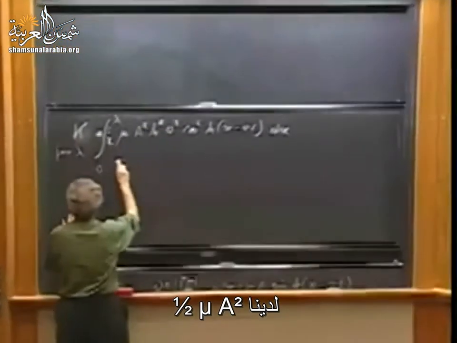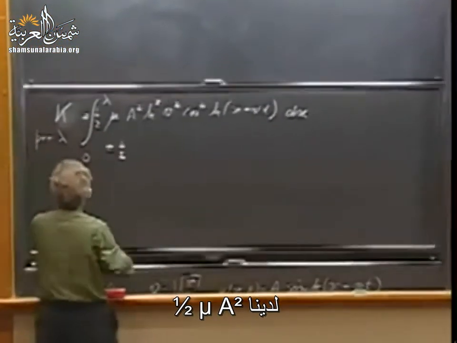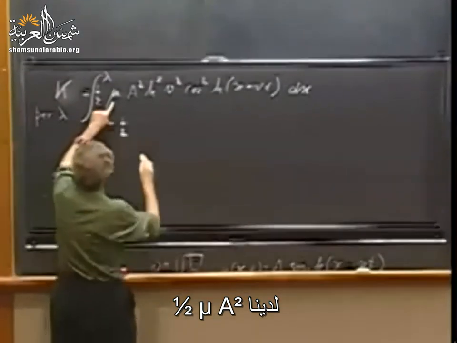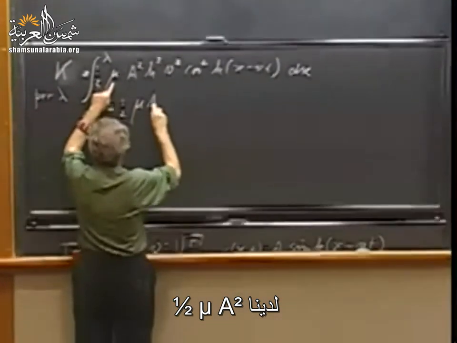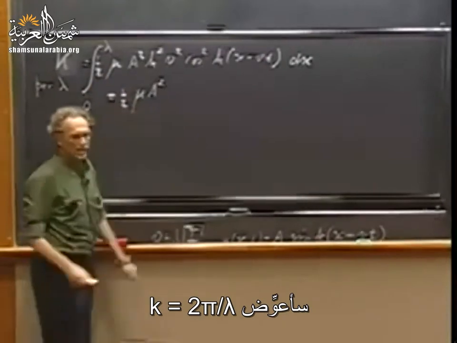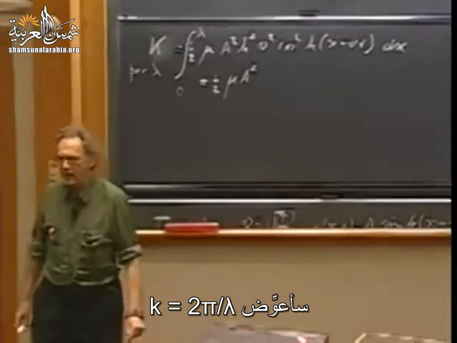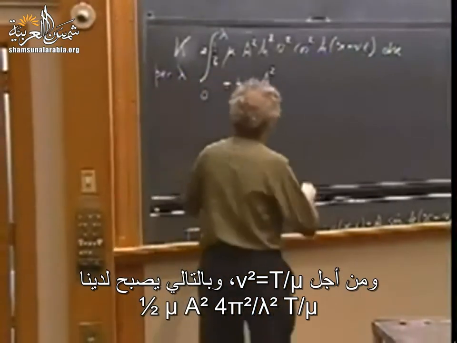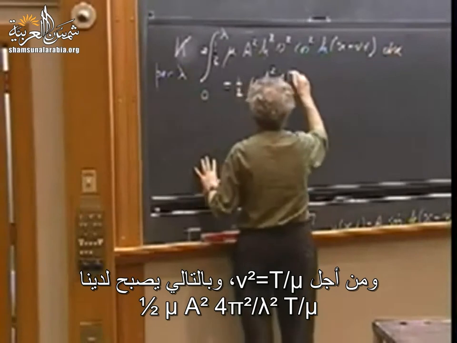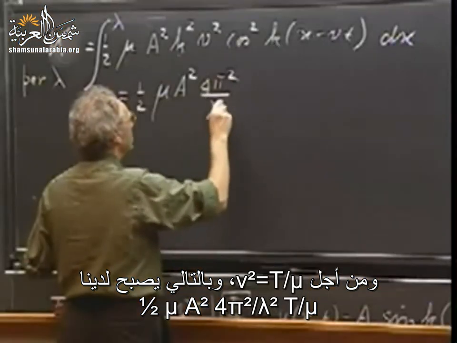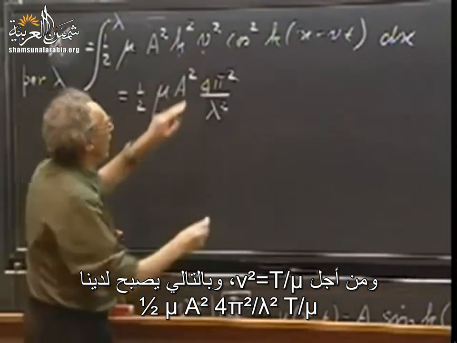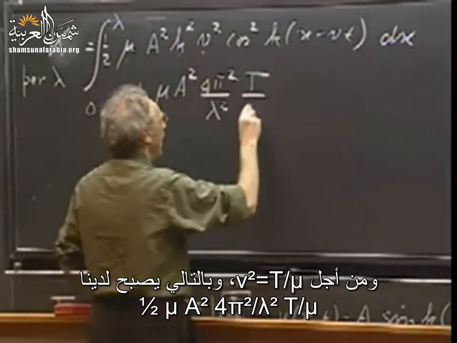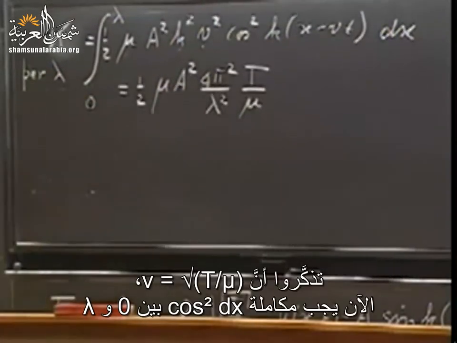So I get 1/2, I'm going to get here a mu, I get an a squared. I'm going to write down for k 2 pi divided by lambda, so that becomes 4 pi squared divided by lambda squared. For v squared, I'm going to write down T divided by mu. Remember, the velocity was the square root of T divided by mu.